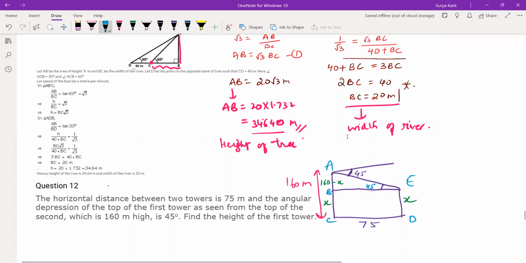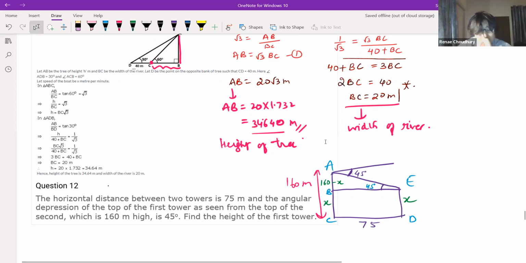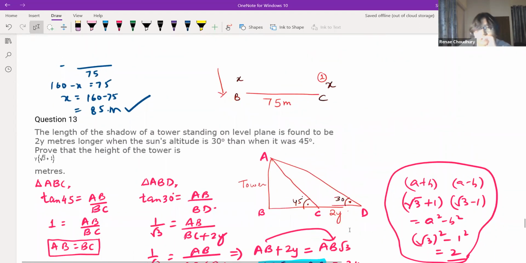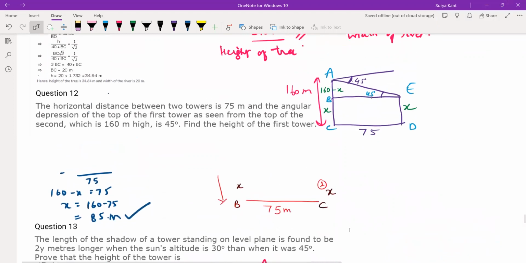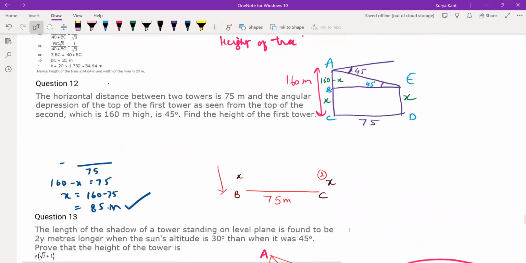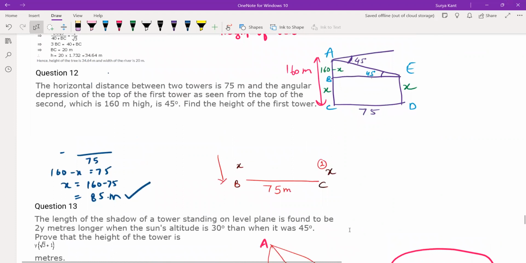You got the answer, Lenny? Yeah. AC is 85 meters. AC is given here, 160. Oh, I mean ED, DC. Yeah, I got X as 85 meters, yeah. Is correct. Sir, even I got 85 meters. Yeah, this was a very easy question. Nothing to worry about this, but mainly you should learn which is the first tower and which is the second tower. If you understood that, then you can do it easily.